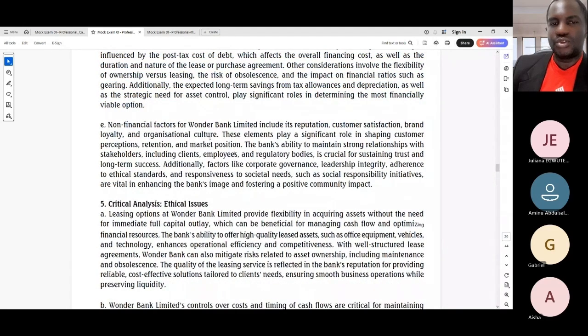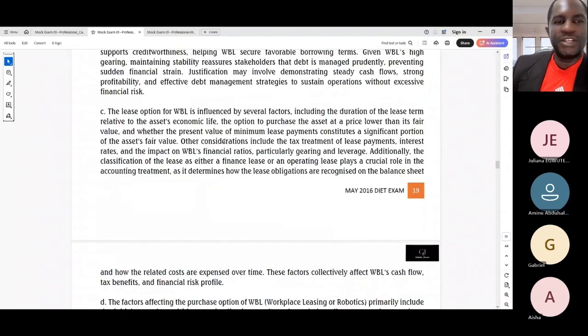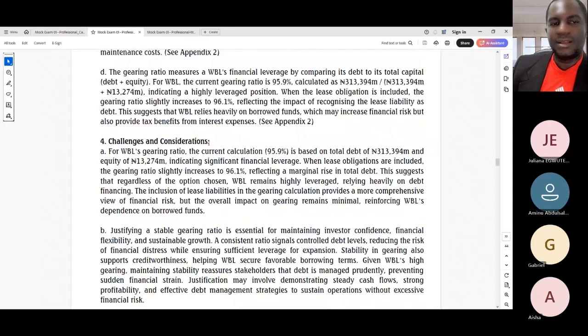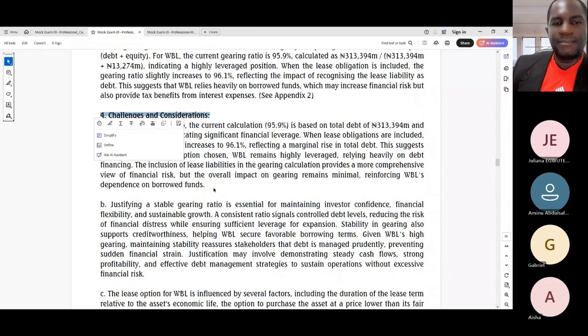The non-financial factors also should be brought to consideration. It's a consideration because this element plays a significant role in shaping customer perceptions, retention, and market position. Very important. So if you give us 4 points under the challenges and consideration header, you're good to go. So be mark conscious in writing so that you can pick maximum marks.